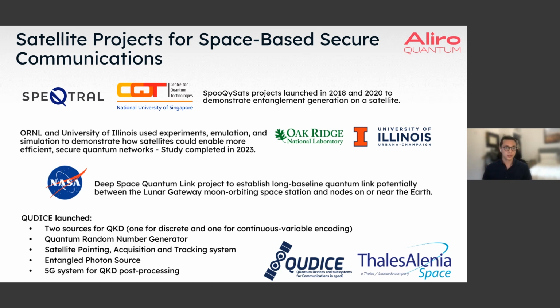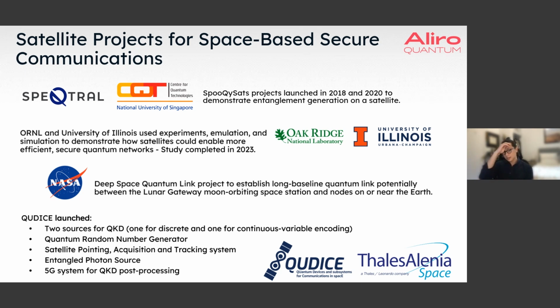And finally, I will talk about QDICE. This is a project led by Thales Alenia Space, but is really a large conglomerate of collaborators in both public sector, private sector, and academia. And for QDICE, the goal is to launch 2 sources for QKD, one for discrete variable encoding and one for continuous variable encoding, to explore the trade-offs there with the different encoding mechanisms. Also studying the effects of quantum random number generators, developing satellite pointing, acquisition and tracking systems, and using a 5G communication system to do the necessary post-processing for quantum key distribution.